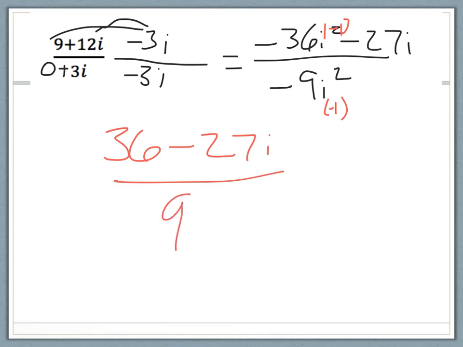Now, this is where you have to look at these three numbers and see if a number can go into all three of them. Well, I notice a 9 can go into all of those. So I can divide them all by 9. So I'm actually going to have 4 minus 3i all over 1. Well, we don't need that 1 there, so we can just keep it as 4 minus 3i. And notice the real number comes first, and then the imaginary number comes second when you're dealing with complex numbers. And that's our answer.